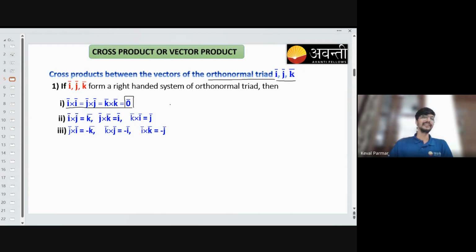Next, i cross j equals k. You must have seen this using the right hand thumb rule, which you must have used in your physics class. In mathematics also we use the right hand thumb rule, but a simpler way to remember this is the cyclicity or cyclic order.